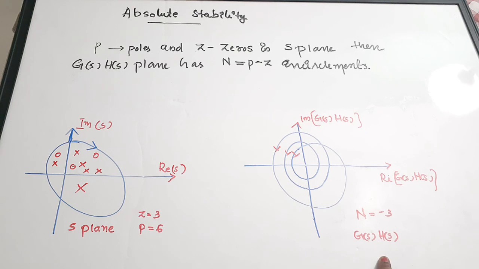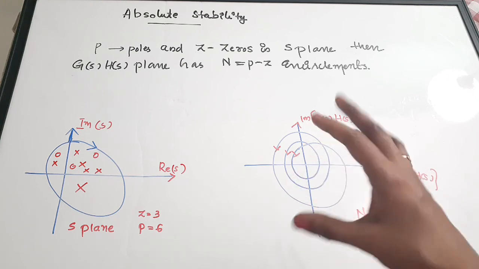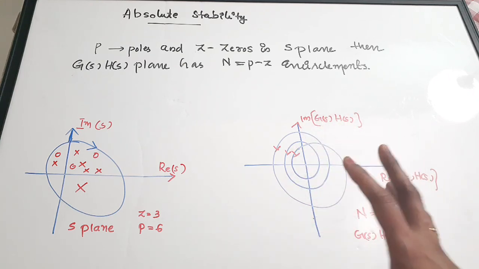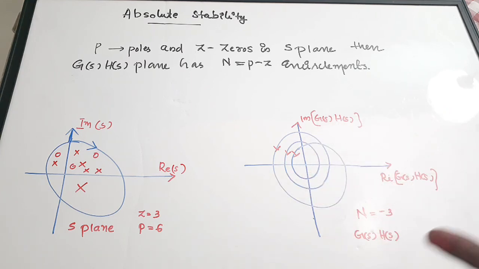Okay, so in this system, we are going to look for the poles and zeros, based on the diagrams or the encirclements, that is a name. So the encirclements of this G(s)H(s) plane, we are going to find how many poles are there, how many zeros are there, and whether the system is stable or not.